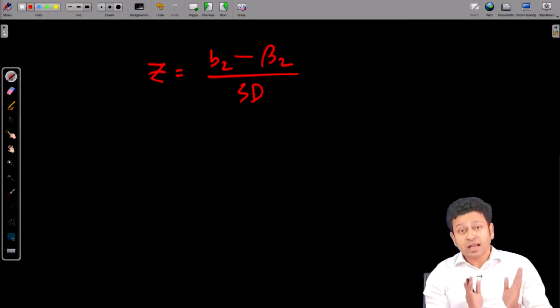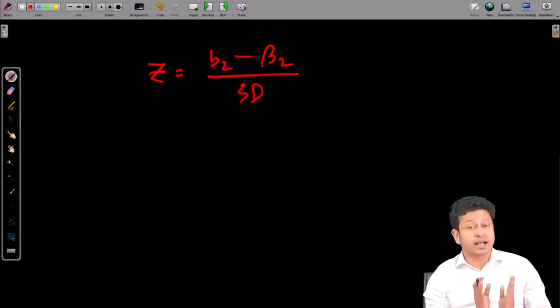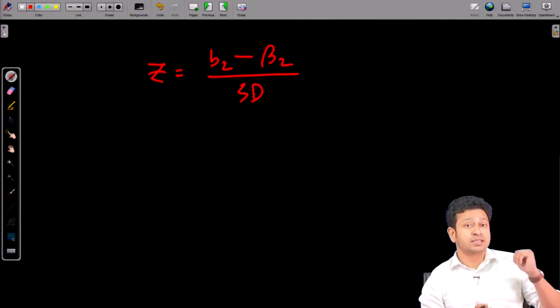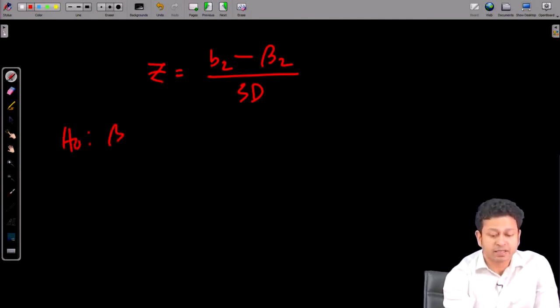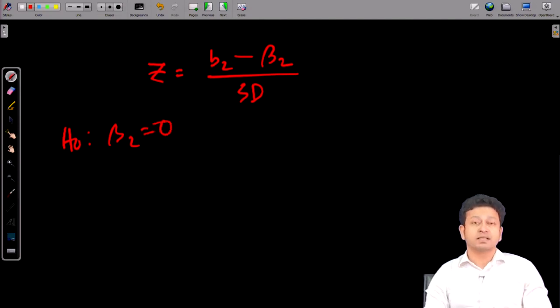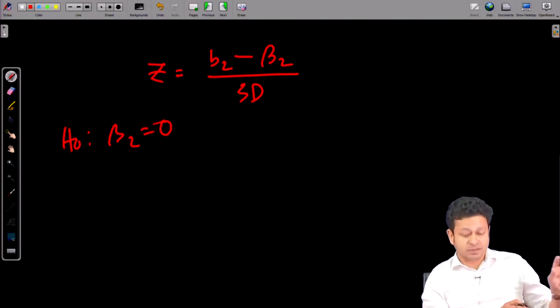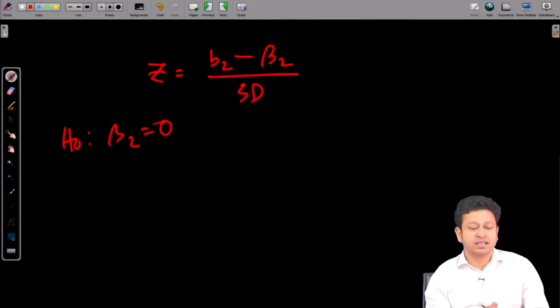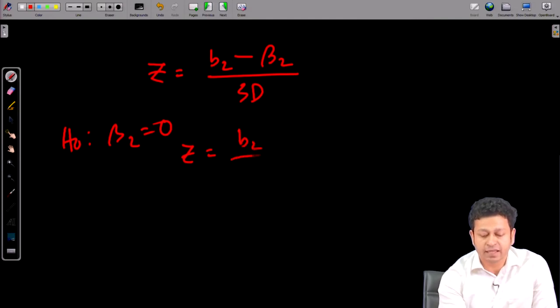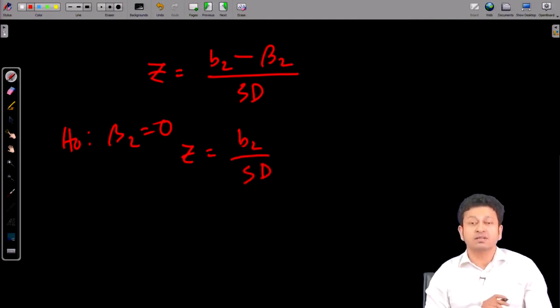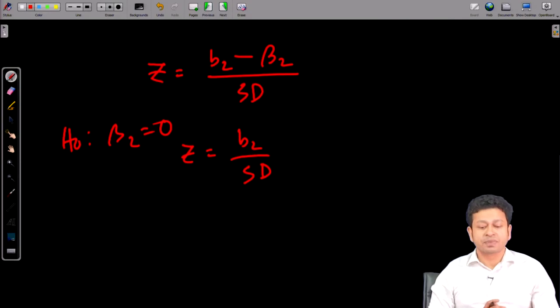Now your null hypothesis is what? Your null hypothesis is saying that beta 2 actually does not have any significance. So H0 is saying your beta 2 is actually 0, right? Because that is what you are assuming. Your explanatory variable does not have any power to explain the variations. That is your null hypothesis. And if your beta 2 is 0, then your z is going to be b2 divided by its standard deviation. That is what your null hypothesis is saying.